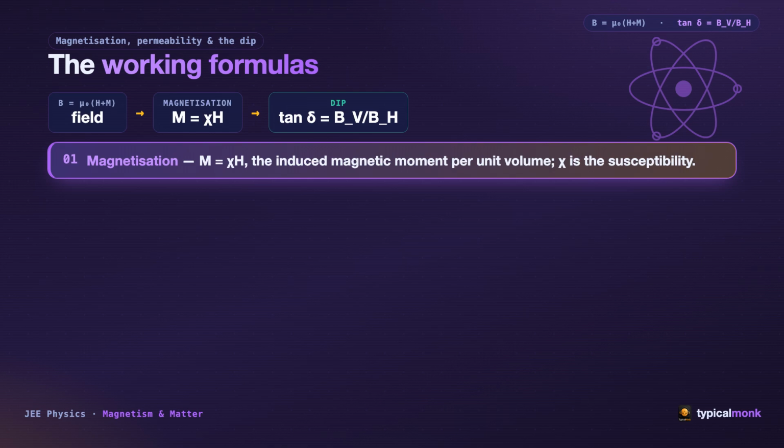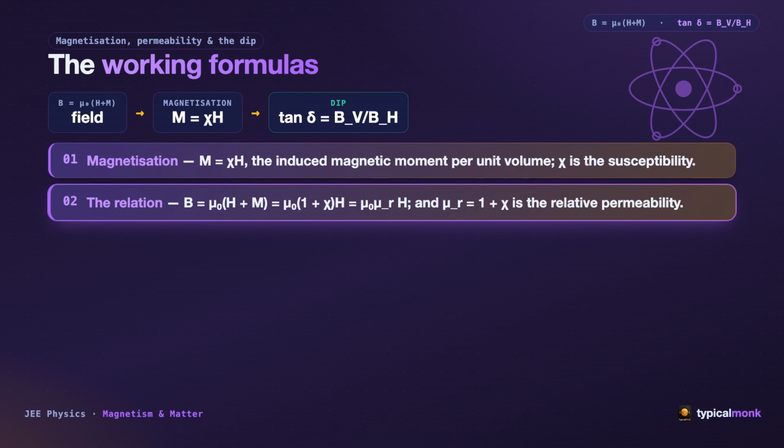Now the working formulas, the ones the exam turns into marks. The ribbon holds the anchors, the field, the magnetization, and the dip. Magnetisation. M equals χH, the induced magnetic moment per unit volume, and χ is the magnetic susceptibility. The relation B equals mu naught times bracket H plus M, which is mu naught times bracket 1 plus χ times H, that is mu naught mu R H, and mu R equal to 1 plus χ is the relative permeability.